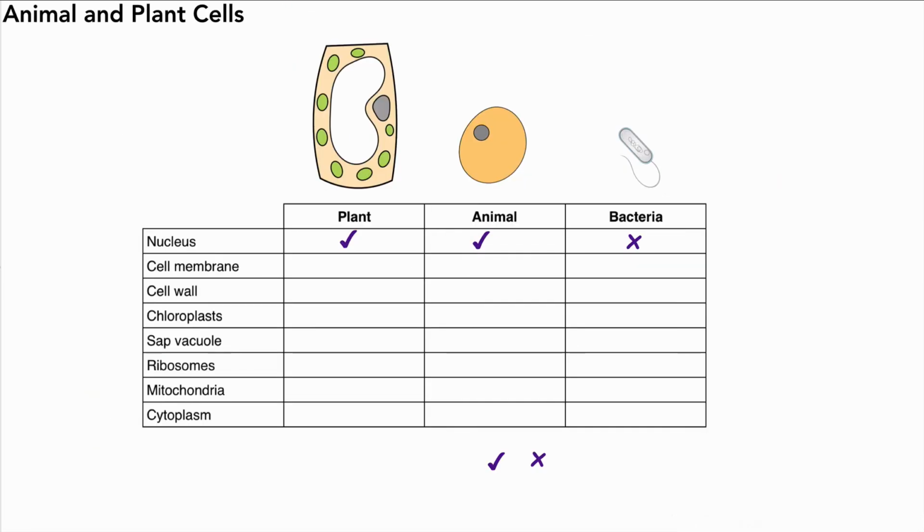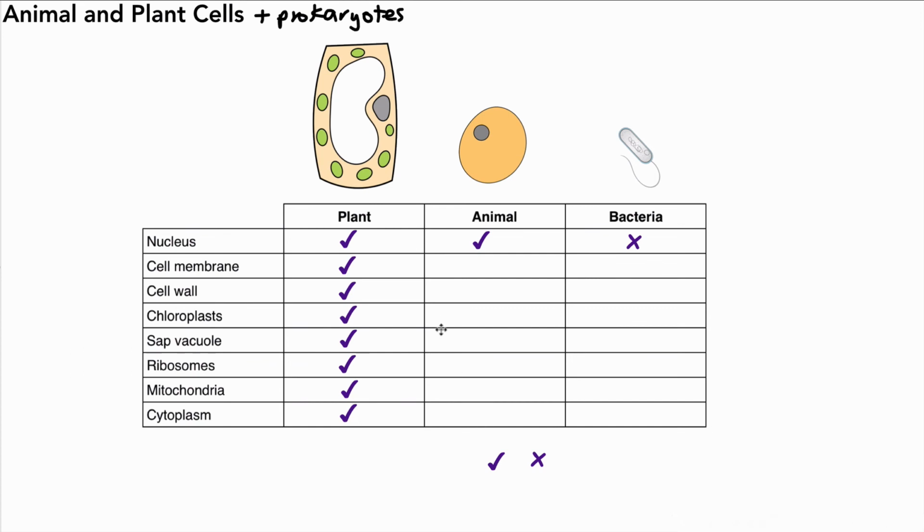Here is another way we can test ourselves. What you might want to do is put ticks and crosses in the columns to show whether the part is present in our plant, animal and bacteria. Remember, the bacteria we were also calling the prokaryotes. So for the plant, we have a nucleus, a cell membrane, a cell wall, we have chloroplasts, and in actual fact we have all the 8 parts that are listed there.